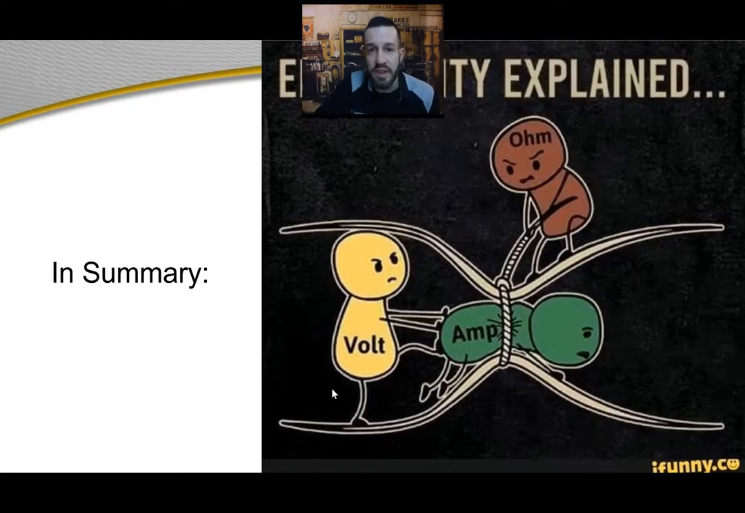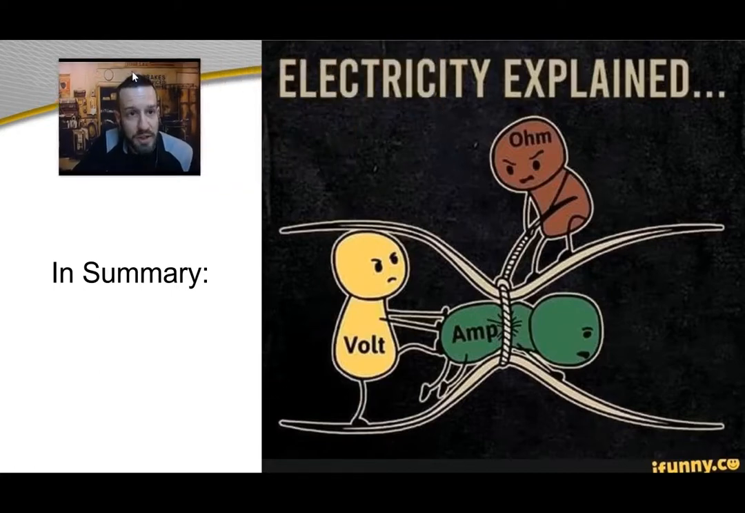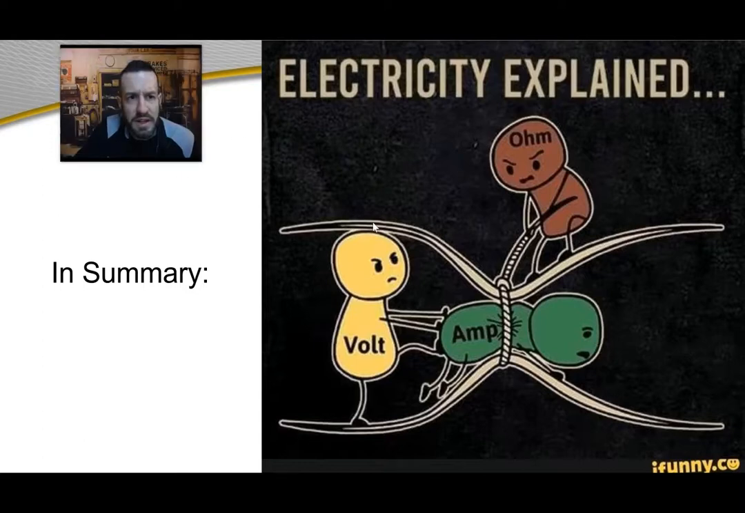All right. This guy right here, I found this picture. Actually, I don't know if I found it or someone sent it to me. This picture sums it up perfectly. You got your volt, which is the pressure. It's pushing the amp, which is the actual flow, and you got your ohm, which is the resistance. So voltage is pushing current through the resistance. This is exactly the relationship between these here.